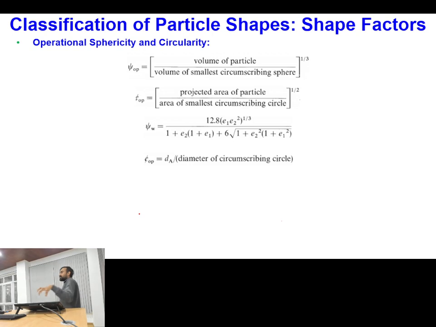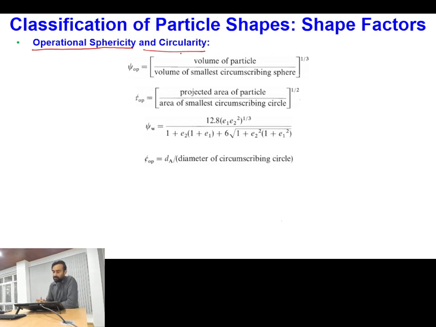Whatever the methods we are studying, these have some sort of complexities involved. So we want to utilize certain parameters which can be easily calculated, so that every time we need not go through such a cumbersome process to calculate them. That's why there is a slight modification of these parameters, and we call these operational sphericity and circularity. So these were the theoretical fundamental definitions. Now we are slightly deviating from them, and trying to use some other definitions with the help of which we can easily calculate these.